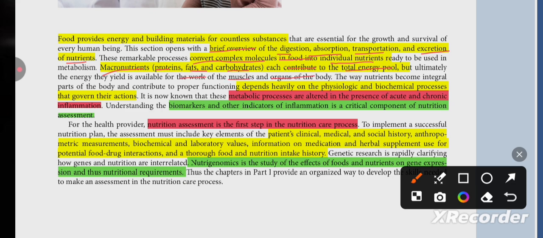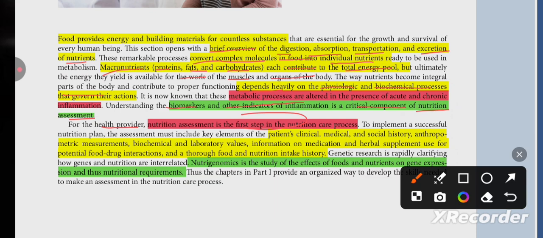The way nutrients become an integral part of our body and contribute to proper functioning heavily depends on the physiologic and biochemical processes that govern their action. These processes can be altered in the presence of acute and chronic inflammation. Understanding these biomarkers and other indicators of inflammation is a critical component of the nutrition assessment. For the health provider, nutrition assessment is the first step in the nutrition care process.